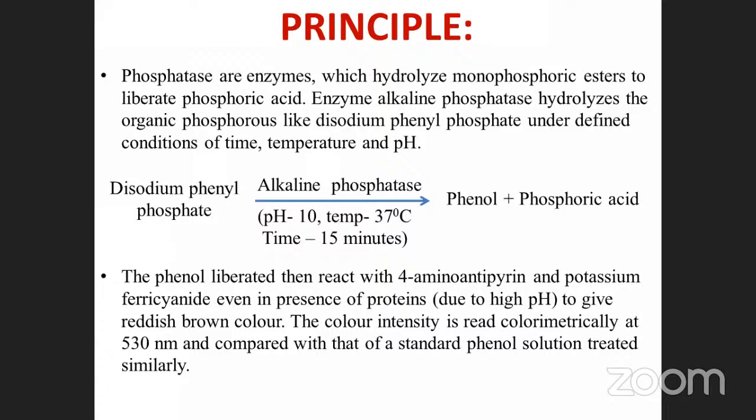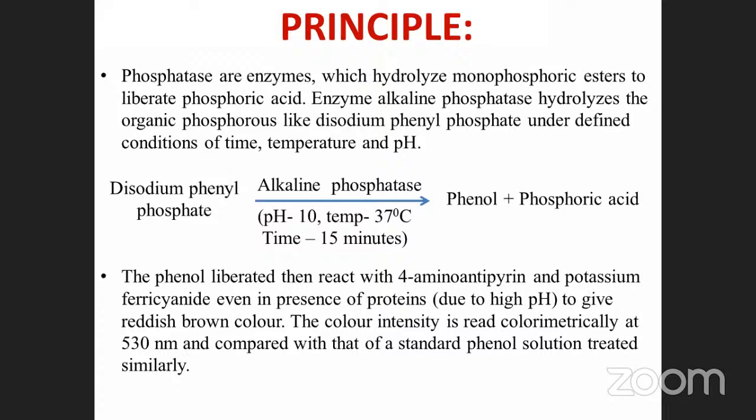Understood this? First reaction, disodium phenyl phosphate is converted to phenol and phosphoric acid. And here we are measuring this enzyme activity at pH 10. It is alkaline. Temperature 37 degrees centigrade, and time is 15 minutes. At the end of this session, you will know why these 15 minutes are used. In 15 minutes, how much phosphoric acid is liberated depends on the concentration of that phosphoric acid. We are measuring the alkaline phosphatase activity.